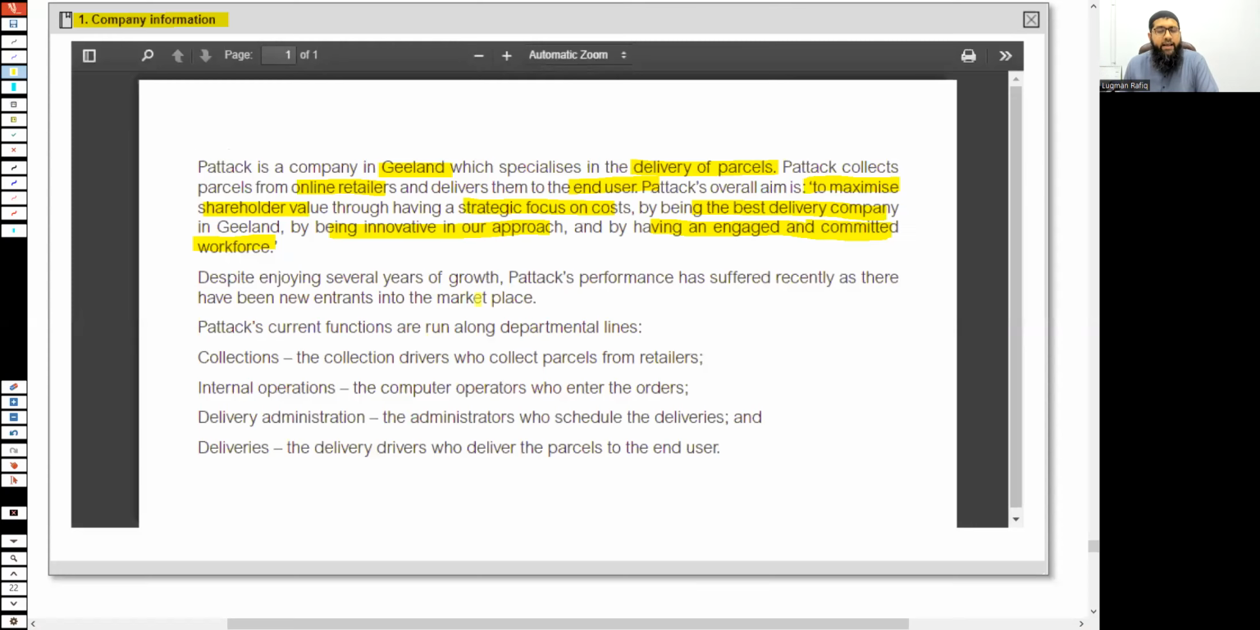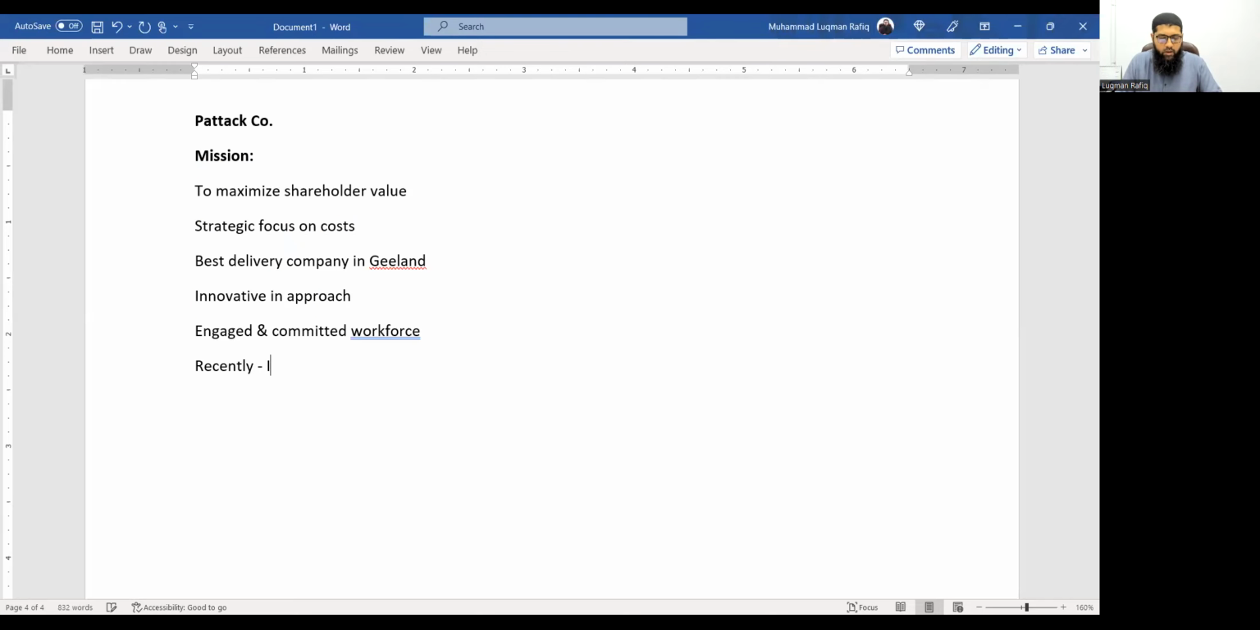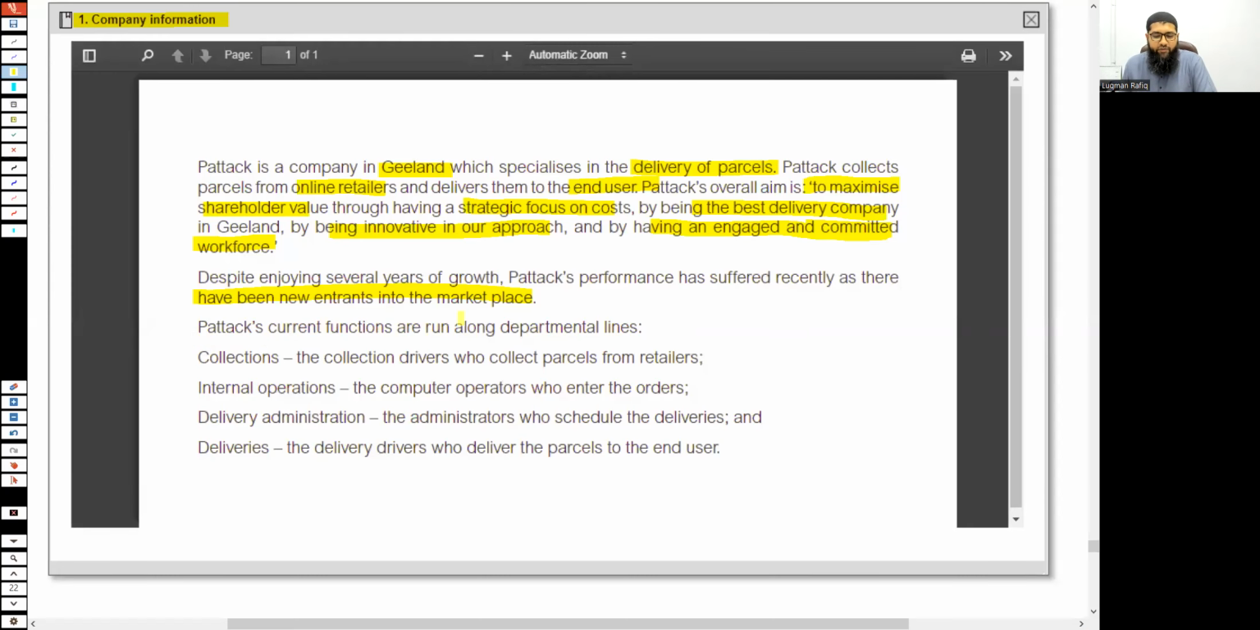It says, despite enjoying several years of growth, Patek's performance has suffered recently as there have been new entrants into the marketplace. So what is happening recently? Recently, there has been increased competition. Patek's current functions are run along departmental lines. So it's a department-wise structure.